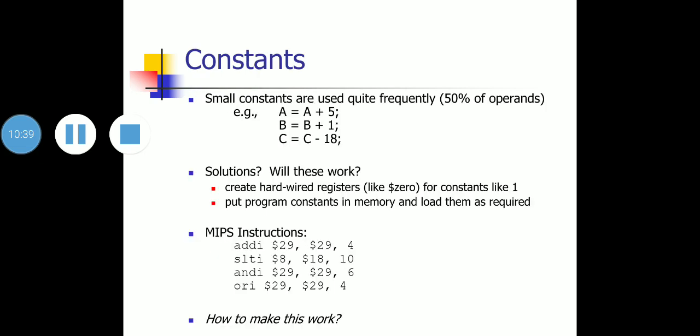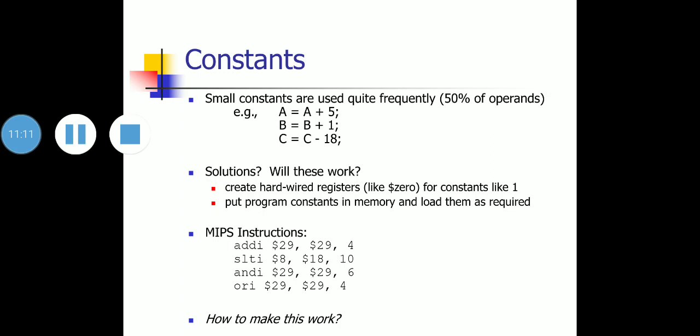Okay. So the next thing is constant. Many times a program will use a constant in an operation. For example, incrementing an index to point to the next element of an array. So in fact, more than half of the MIPS instructions have a constant as an operand. Okay. So the quick add instruction with one constant operand, which we are calling add immediate or addi. Okay. So if you see this, here we are having the constants 5, 1 and 18.